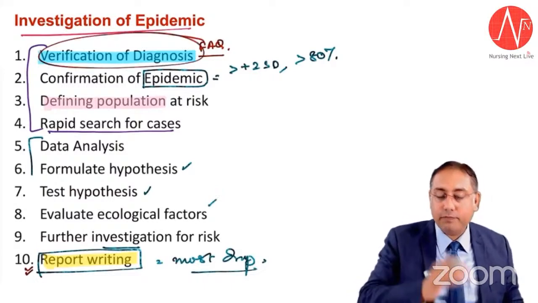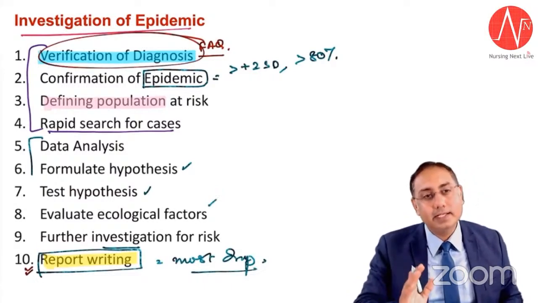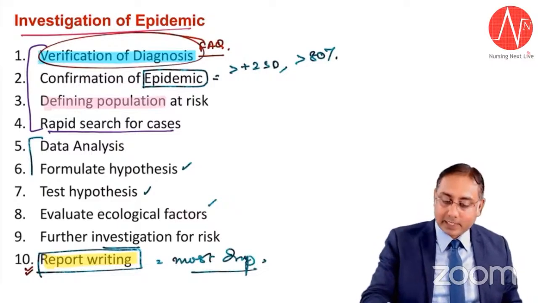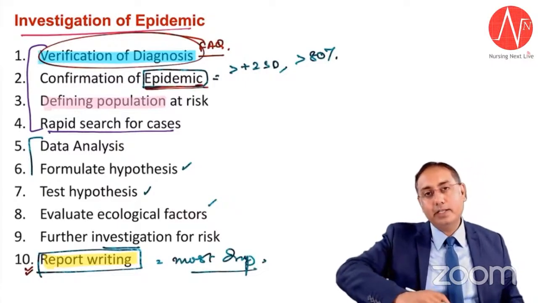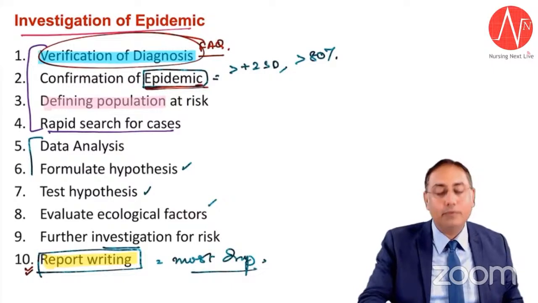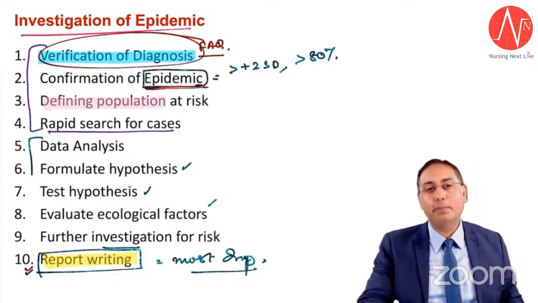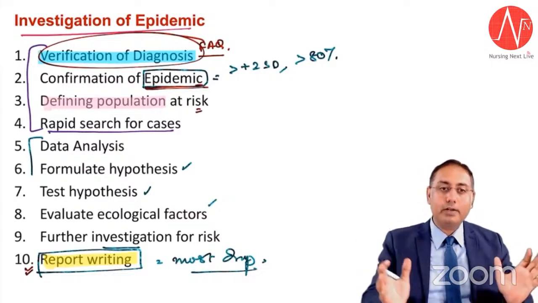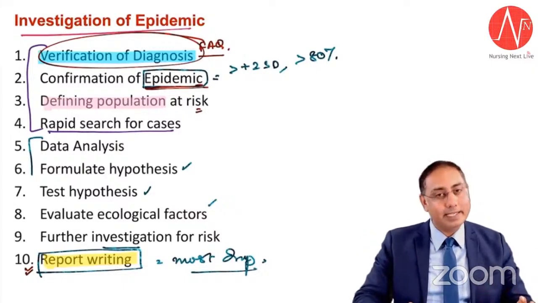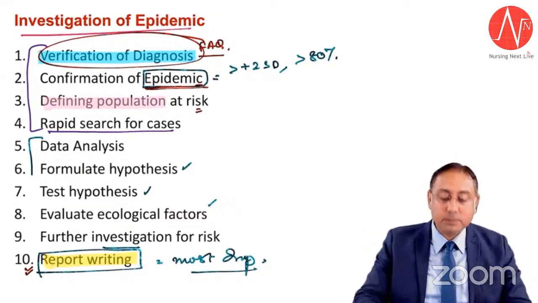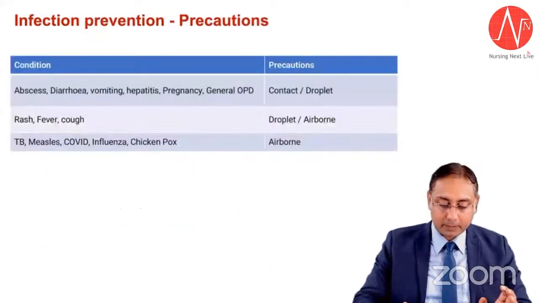The first step that you have to do is verification of diagnosis. Next, you have to identify whether it is above the level or below the level. How will you identify whether it is an epidemic, yes or no? You define how many people are at risk, and you search for the cases. So these are the steps of the investigation of an epidemic.